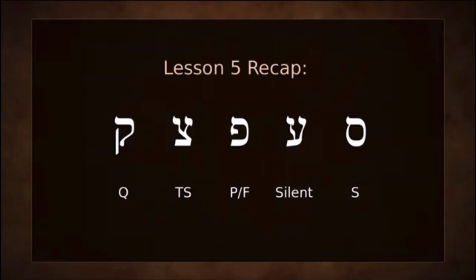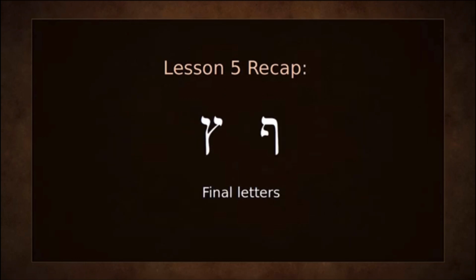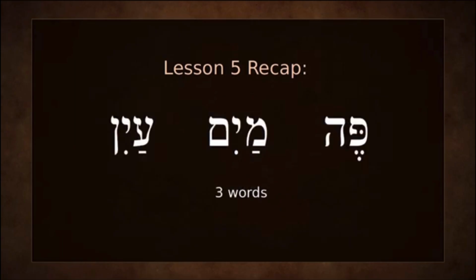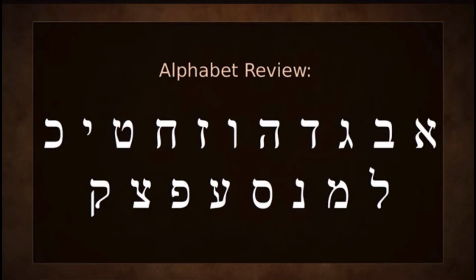We learned 5 new letters: samech, ayin, pe, tsadi, and kuf. 2 of these letters, the pe and the tsadi, have final forms that are written at the end of words. We learned 1 new vowel, the chirik, which is a single dot written underneath a letter. Chirik makes the sound I. And we learned 2 new words: mayim, which means water; and ayin, which means eye.